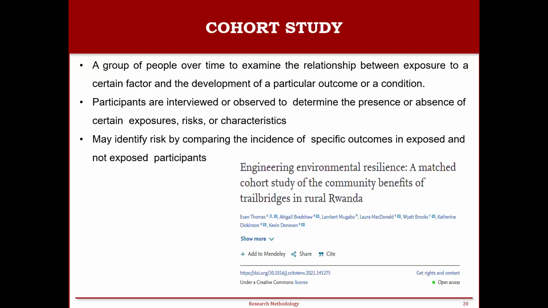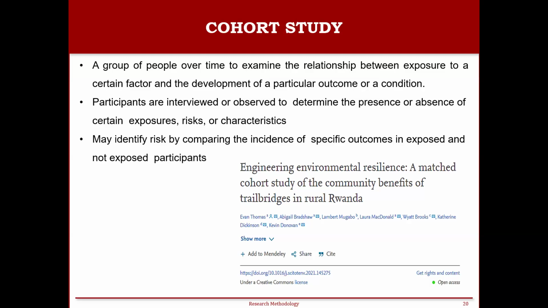A cohort study means following a group of people over time, examining the relationship between exposure to a certain factor and the development of a particular outcome or condition. In a cohort study, researchers select a group of individuals who do not yet have the outcome of interest, for example a specific disease, condition, or behavior.